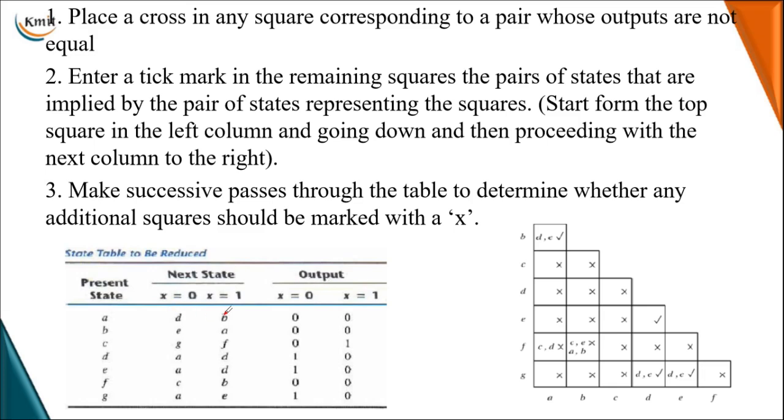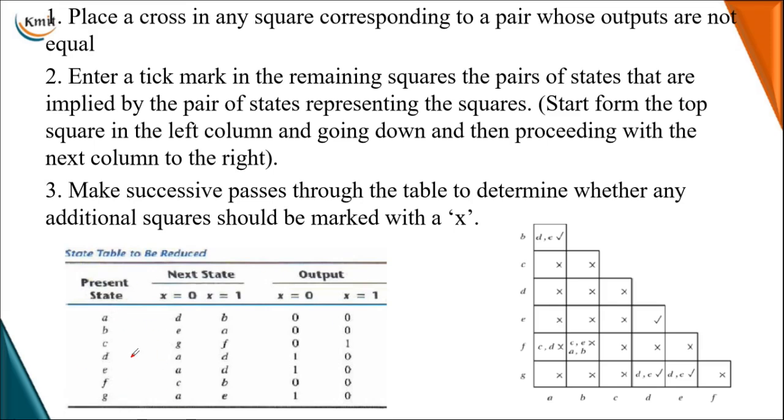Now with x input 0 and x input equal to 1, we have the next state. If my present state is A and x input is 0, the next state is D. If my present state is A and x equal to 1, the next state is B. For A with x equal to 0, the output is 0. With x input equal to 1, the next state is B along with the output of 0. So this gives you the state table which must be reduced.